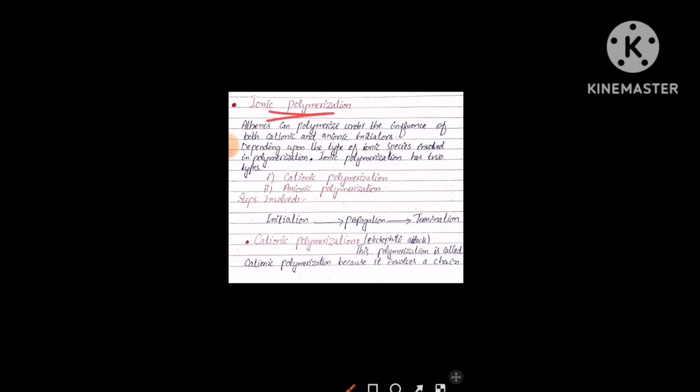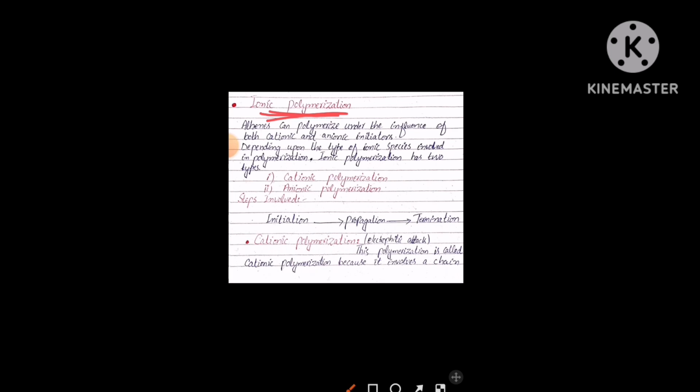Students, we have already studied that, depending upon the nature of the reactive intermediates involved during polymerization, chain growth polymerization has two types. The first type we have already discussed: free radical polymerization. The second is ionic polymerization, which we will discuss in today's topic.